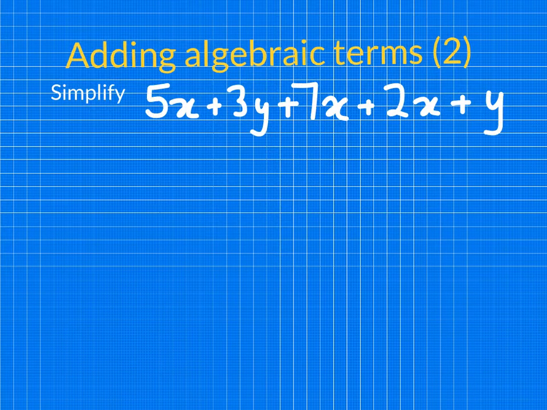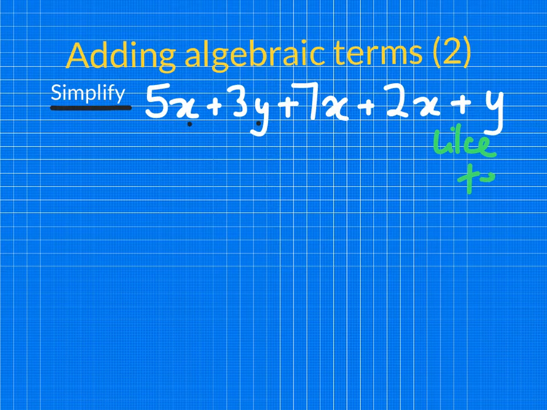When we're looking at algebraic terms, rather than just saying adding them together, we can't come up with one final answer because we don't know the value of the x and the y. So usually the question is said to simplify. We need to look and see if we can find any like terms.